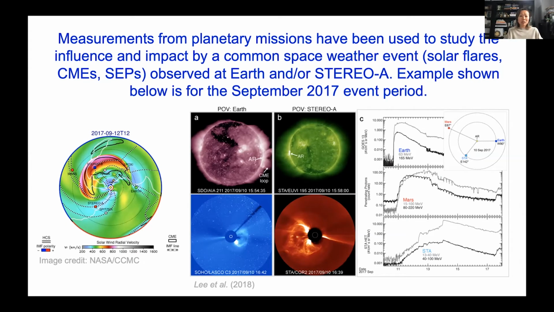For example, measurements from planetary missions like Mars have been used to study the impact of common space weather events. So, for example, the September 2017 event, to look at impacts and effects at different planetary locations. Okay, so at Earth and at STEREO A, for example.